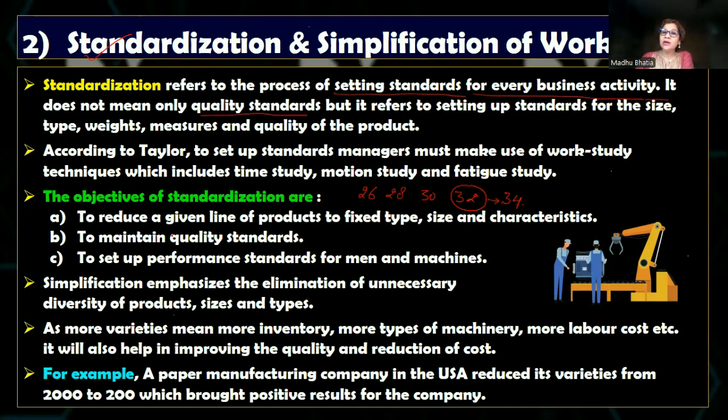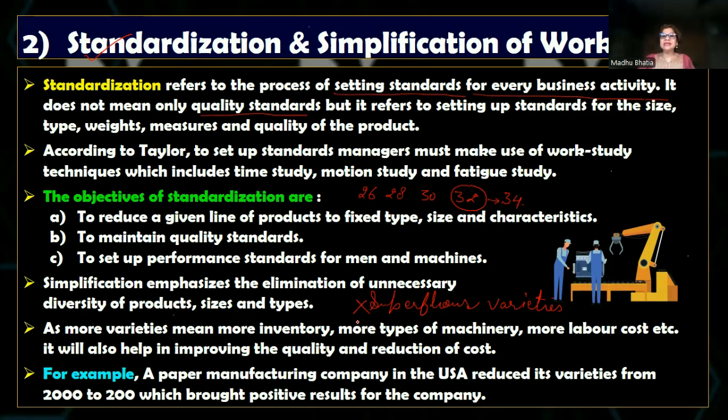Second is to maintain quality standards, which we have talked about. And the third one is to set up performance standards for men and machine. As again, we have said, there should be a standard work condition for men as well as machine. So this is standardization. Simplification again goes on for the same. And simplification says that unnecessary or superfluous, इसको हम कहते हैं superfluous, varieties of products should not be catered to.